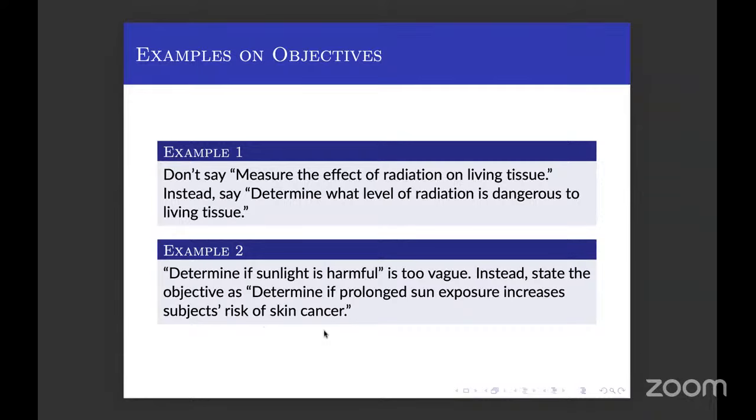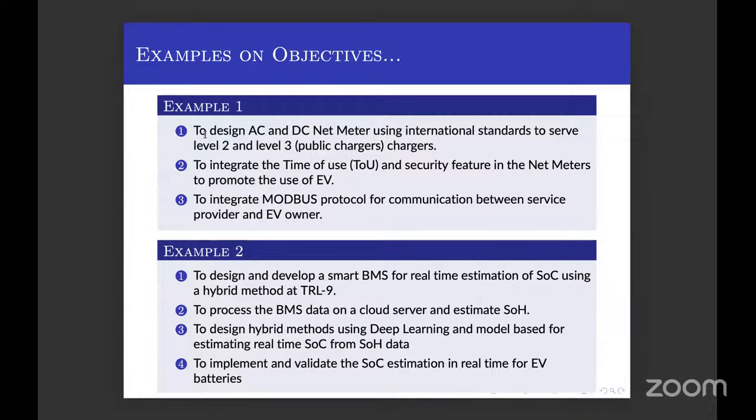Now a few examples to show how objectives are interconnected. I am going to design AC and DC net meters using international standards to serve level 2 and level 3 public chargers. Very simple. Now I am connecting this first objective with the charger, and net meters are there. So the net meter is here, and now I am connecting with EV here.